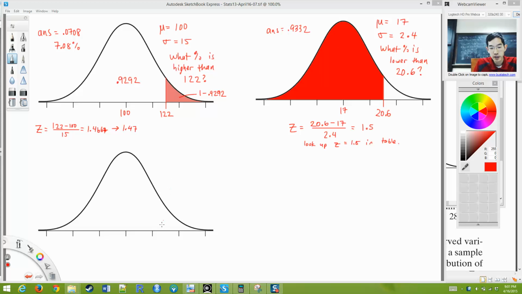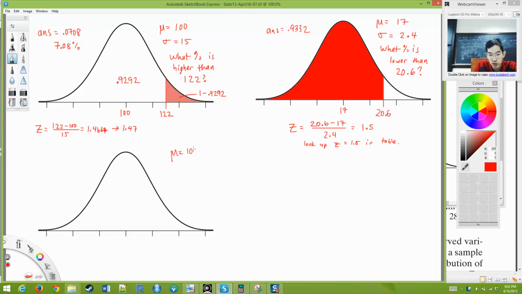And the last type of question that still falls under this application would be, let's say mu is equal to 100, let's just keep it simple, standard deviation is 15, and let's say I ask what percentage is in between 92 and 122. I want to know how much is in between 92 and 122.